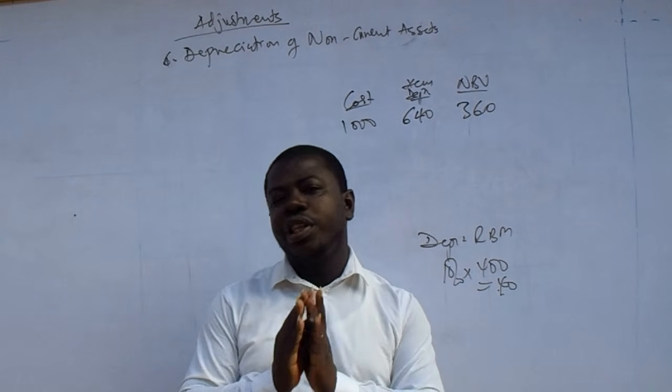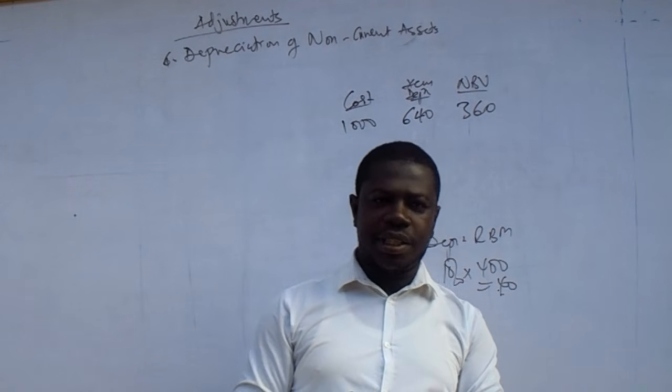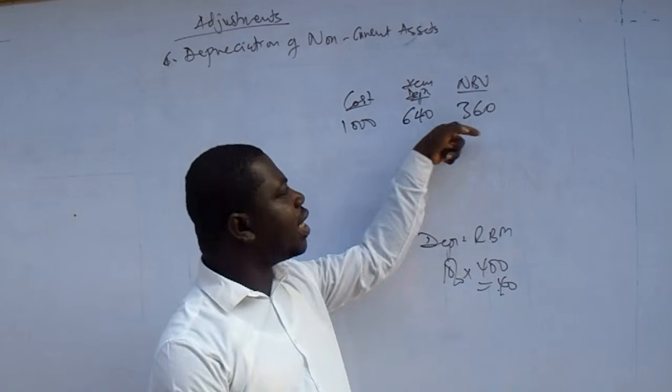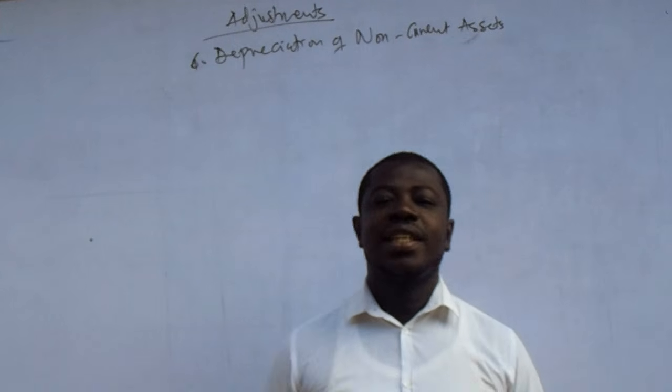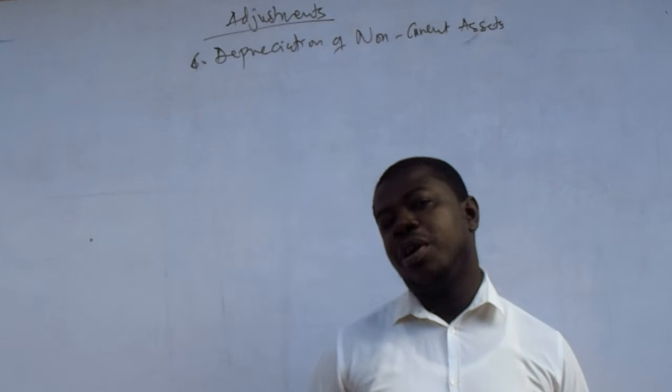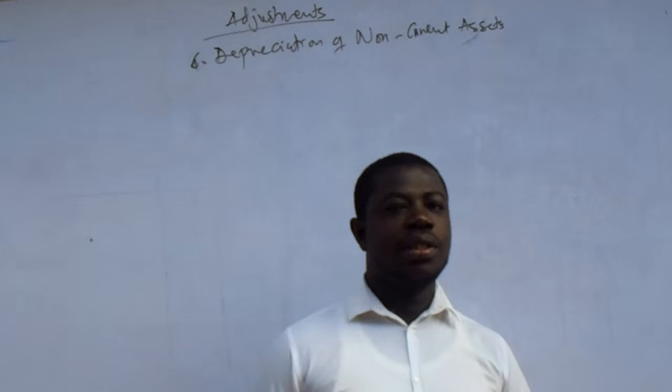So depreciation will be treated twice. First as an expense, and second to go and reduce the asset value in the statement of financial position. The last but not the least that I want to talk about for now is drawings.